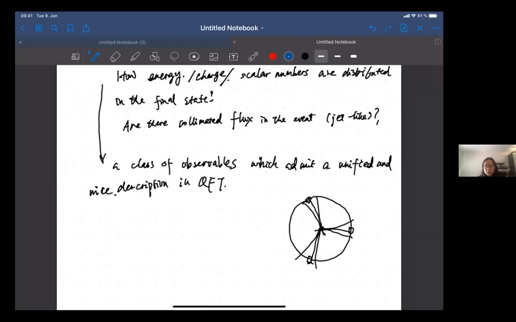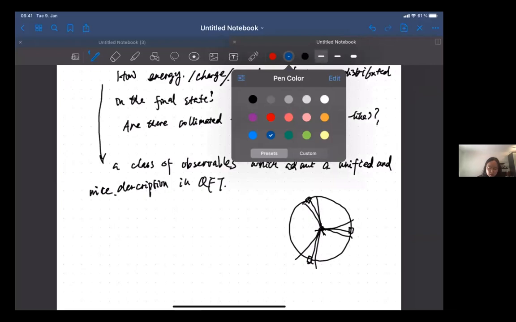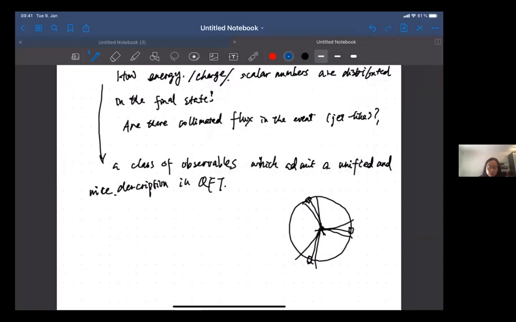And for theoretical physicists, it's very crucial to provide precision calculations of the event shape observables, which will help us to do phenomenological studies, for example, the determination of the strong coupling, or the discovery of certain SUSY signals at the LHC. But more importantly, this type of observables admits a unified and nice description in quantum field theory. They can be written in terms of correlation functions, and I will talk about it in tomorrow's lecture.